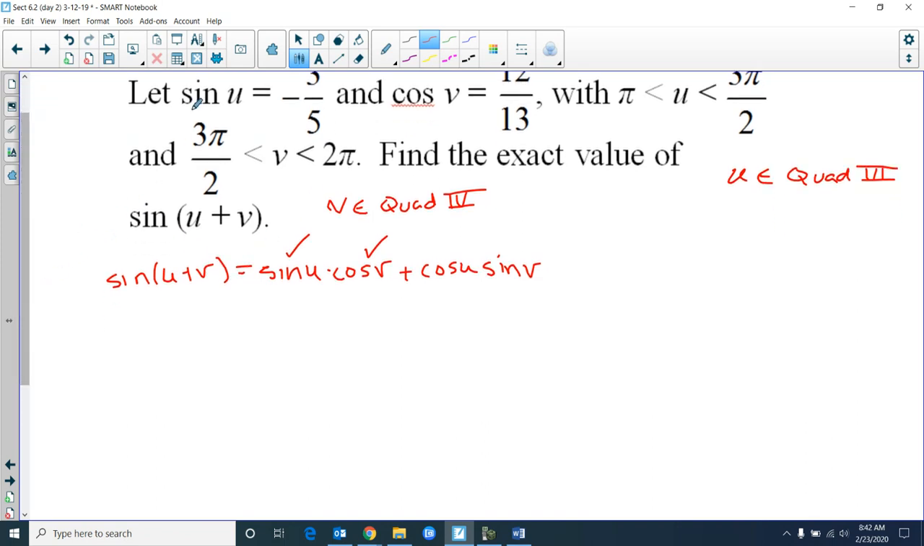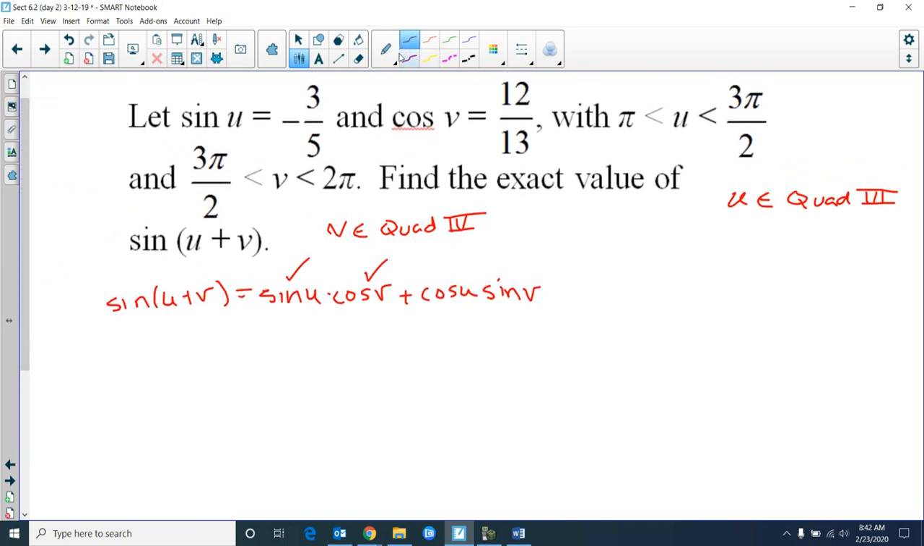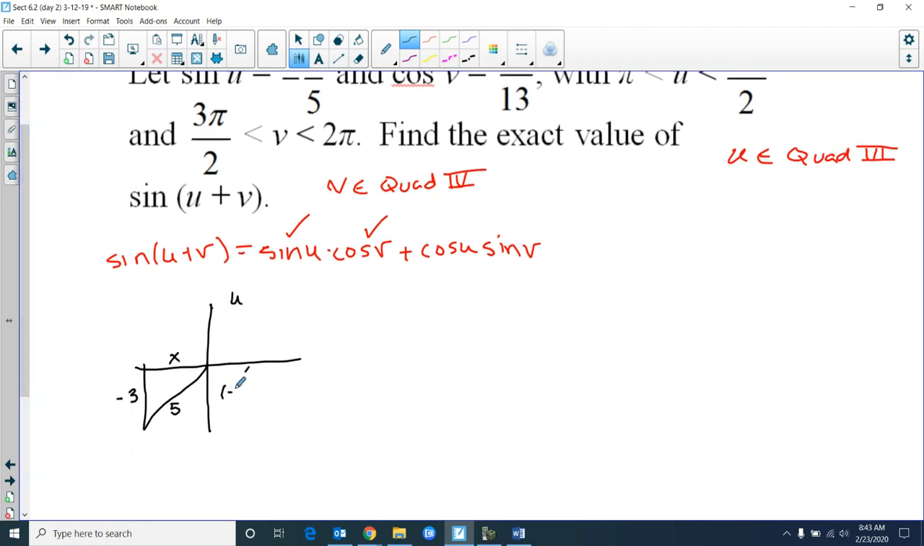So this is where the quadrant comes into play. u is in quadrant 3. We know sine of u is negative 3/5. So the opposite side is negative 3, and the hypotenuse, or the r value, is 5. We need to figure out what that value there is. Pythagorean theorem: negative 3 squared plus x squared equals 5 squared. Some of you might already recognize that special type of triangle.